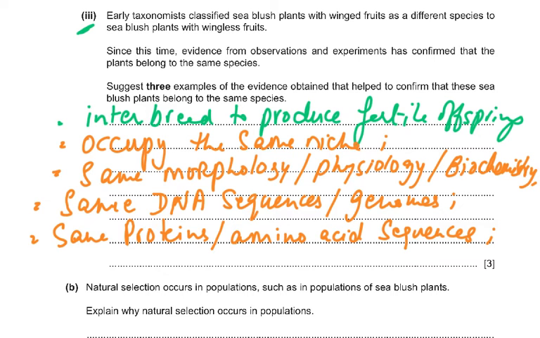Interbreed to produce fertile offspring, occupy the same niche, same morphology, physiology, biochemistry, any one of those words. I'm not saying you have to write all three of them. Same DNA sequences, or you could have said same genomes, same amino acid sequences, or same protein. So when you read the question, be careful. Suggest three examples of the evidence that confirm that these belong to the same species. So basically, they're asking you the definition of species.